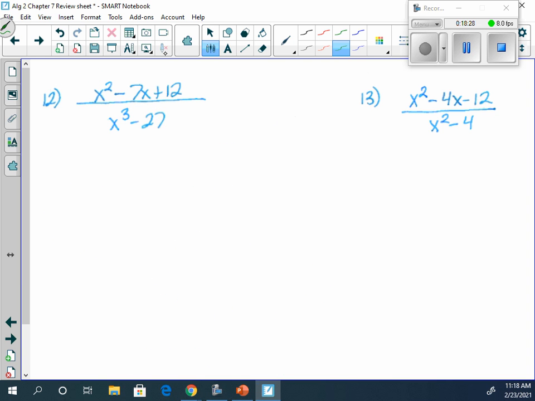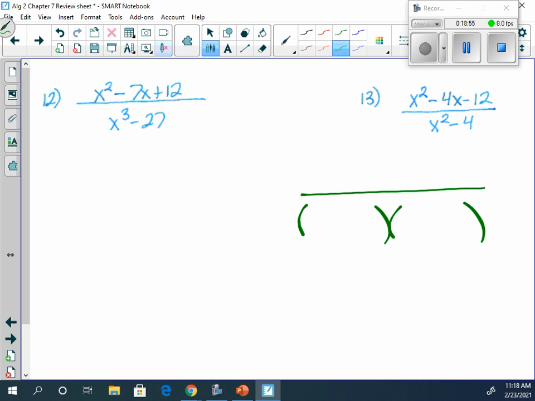Let's look at the other one here, number 13. x squared minus 4x minus 12 over x squared minus 4. Now, in any of these, I would always try to tackle the one that I find the easiest to factor. And when I look at this, x squared minus 4, I find it'll be a little bit easier to factor because it's a difference of perfect squares. Difference of perfect squares is a little bit easier to work with.